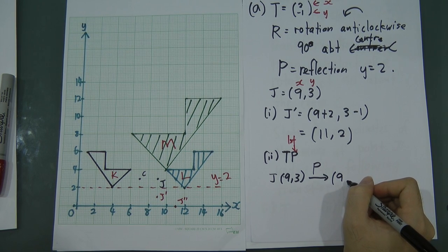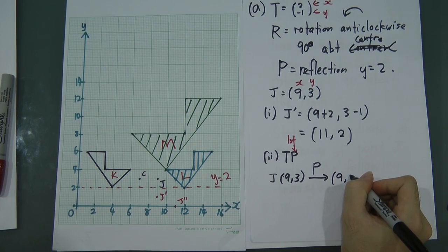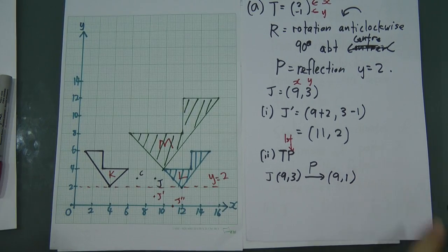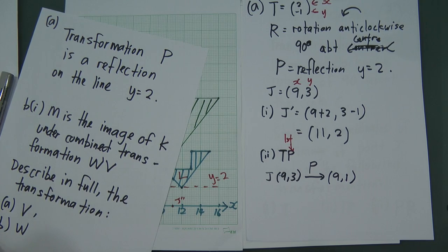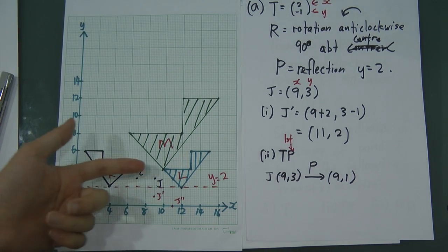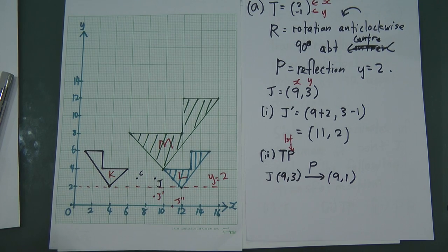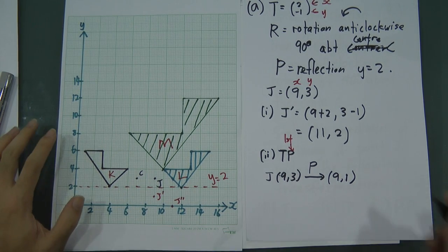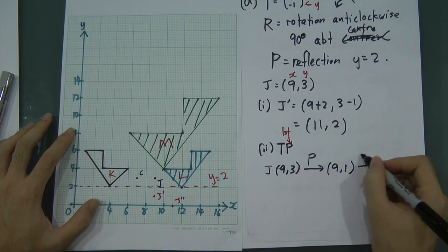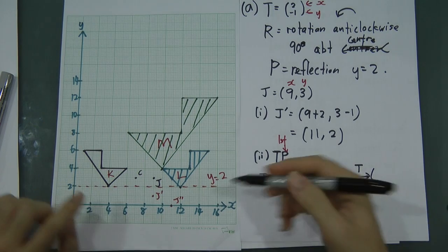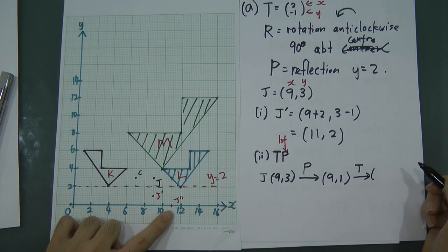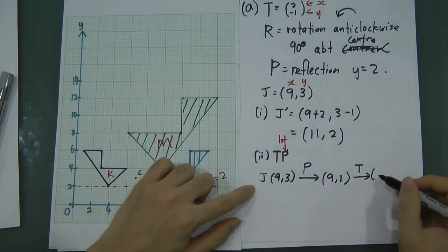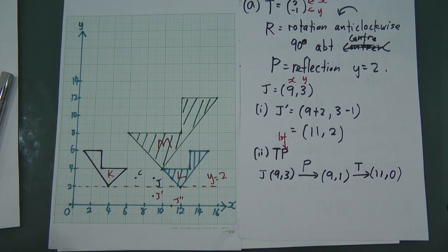Let me see. (9, 1). What is P again? Transformation P is a reflection on the line y equals 2. J will reflect, and it will give you (9, 1). Then you are going to perform the translation. Translation will take you from (9, 1), 2 units and 1 unit, and it goes to (11, 0). You go to (11, 0). This is the combined transformation over here.